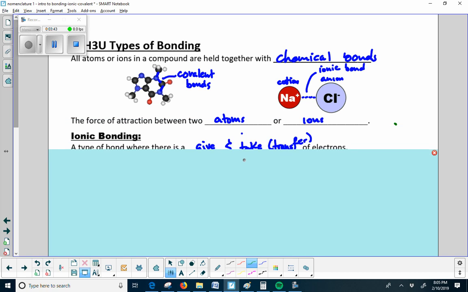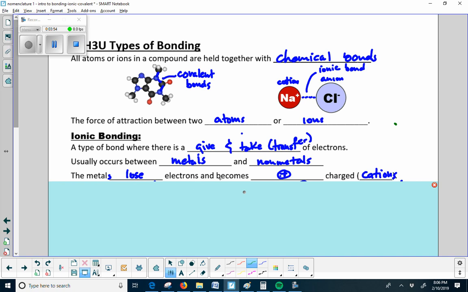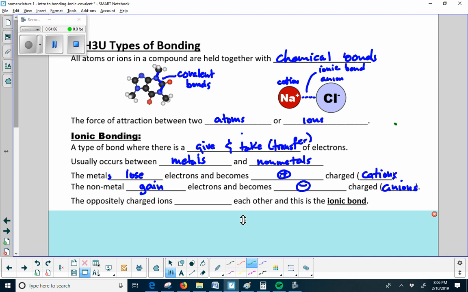Now, in ionic bonding, there's a give and take. You saw there's a transfer of electrons from sodium to chlorine. It happens that the metals lose electrons, become positive, and are cations. And we saw that the nonmetals typically want to gain electrons and become negative, or anions. And the oppositely charged ions attract each other.